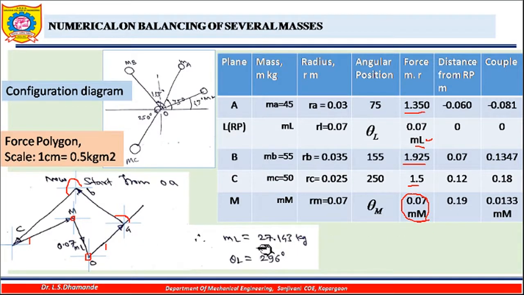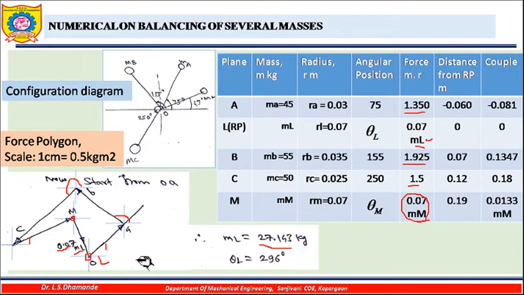Sorry, ml, not mm, because mm was already known to us. We are talking about ml. So when I draw M to O here, I get the length of this vector, M to L, and that is equal to 0.07 ml. From here I will get the value of ml. That ml I am getting as 27.143 kg.